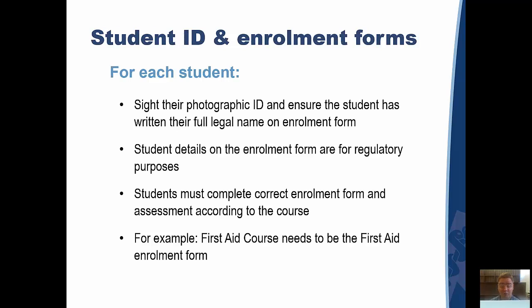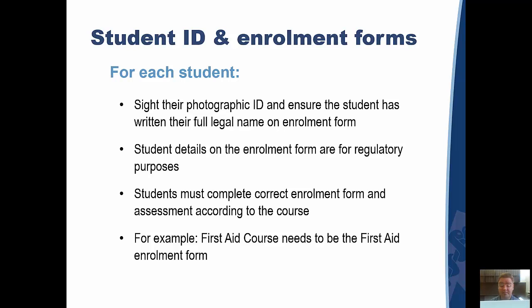Student ID and enrollment forms. As each student arrives to the course, you must ensure you cite their photographic ID and the student has written their full legal name on their enrollment form. The student details that are provided on the enrollment form are required information for regulatory purposes, so it is essential that students complete this accurately.